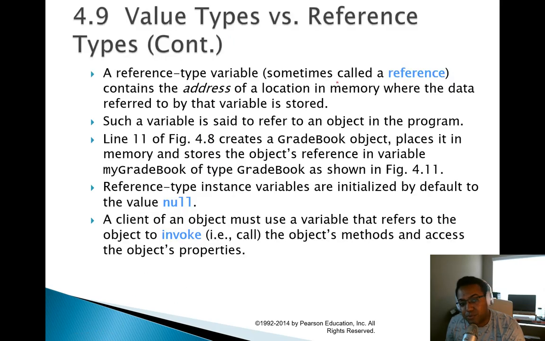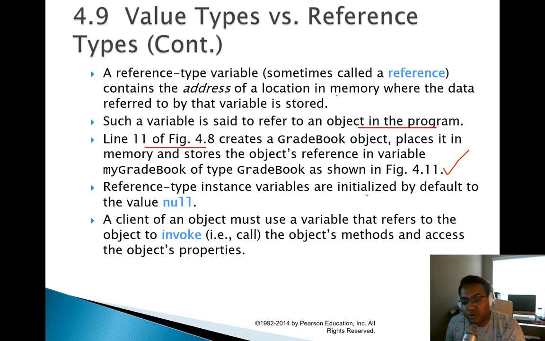A reference type variable, sometimes called a reference, contains the address of a location in memory where the data referred to by that variable is stored. Such a variable is said to refer to an object in the program. Line 11 of figure 4.8 creates a gradebook object, places it in memory, and stores the object's reference in variable myGradebook of type gradebook as shown in figure 4.11. I think we're going to get there pretty soon.